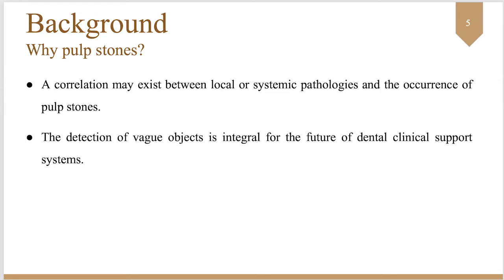Why pulp stones? An investigation has been carried out to conclude if there was any association between the occurrence of pulp stones and the age, gender, type of tooth, the dental arch, and the status of the tooth. It was discovered that 21.7% of the patients suffering from renal stones had pulp stones, and that a local or systemic pathology may increase the number or size of pulp stones. Hence, a correlation may exist between local or systemic pathologies and the occurrence of pulp stones. Moreover, the detection of vague objects is primary for the future of dental clinical support systems.